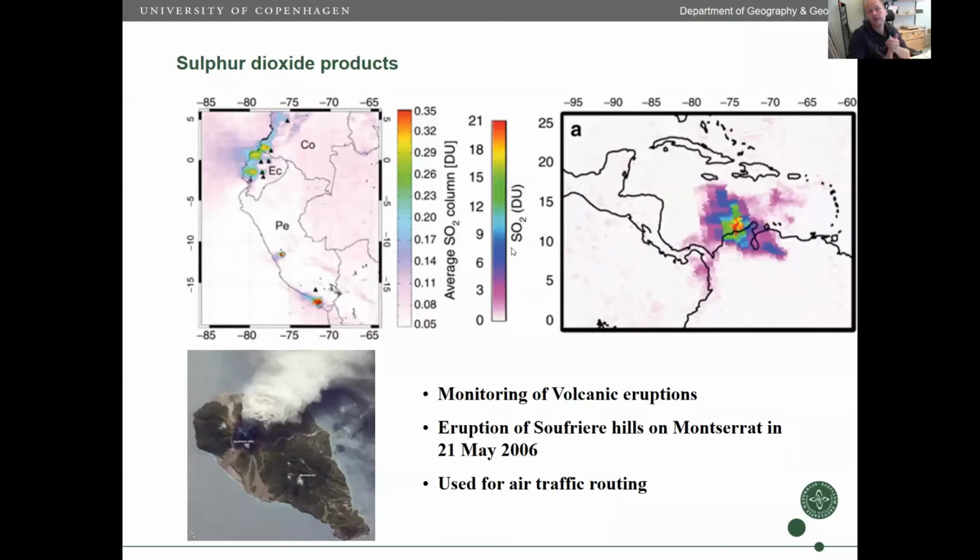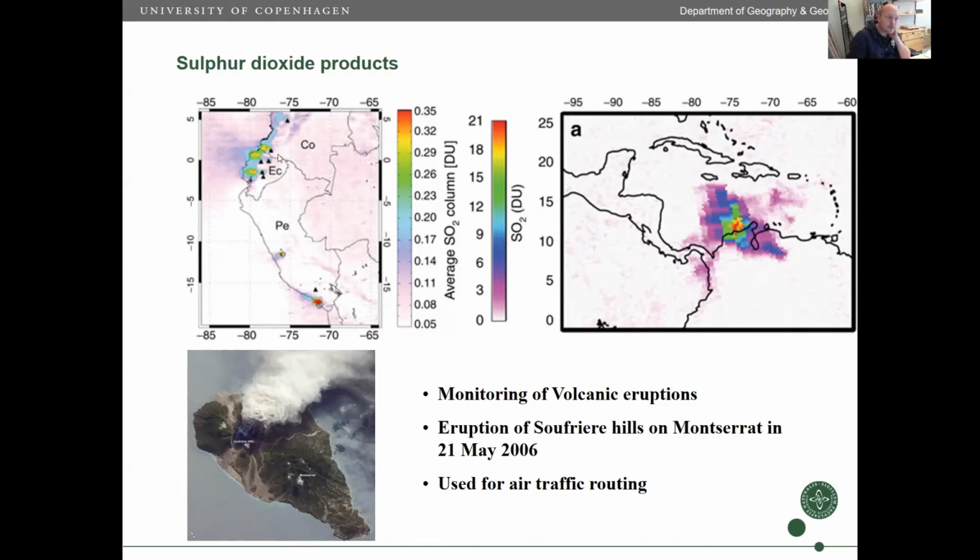Another example of a satellite-based product is this product of sulfur dioxide. And sulfur dioxide, as mentioned in the first part of these lectures, is often emitted from volcanoes. So here we can see how much sulfur dioxide is emitted from different volcanoes, as an example here from Ecuador and Peru. However, sulfur dioxide is not only emitted by volcanoes, it's also emitted by humans when burning fossil fuel, for example.